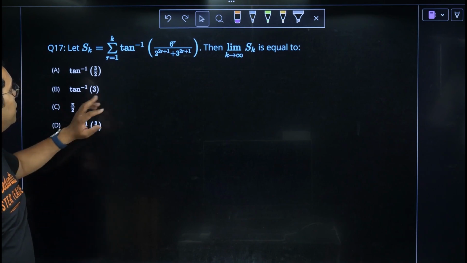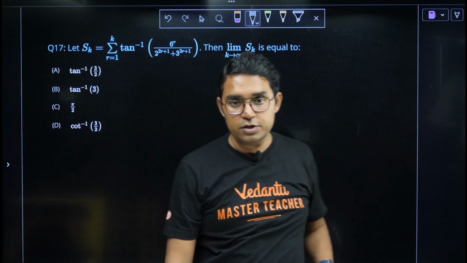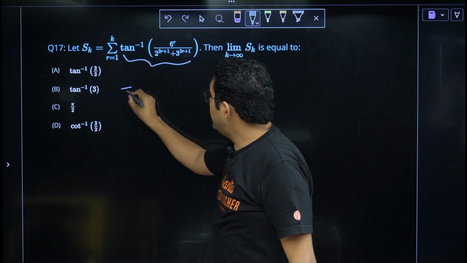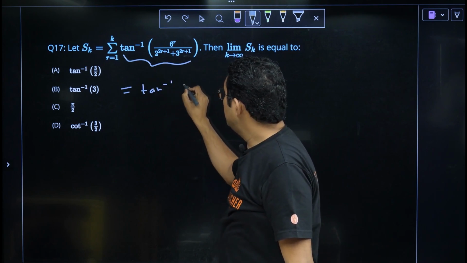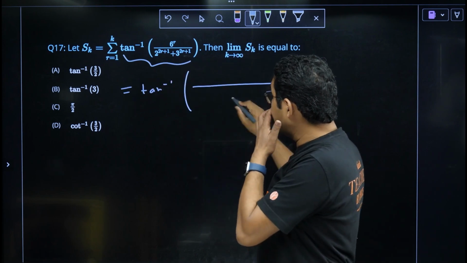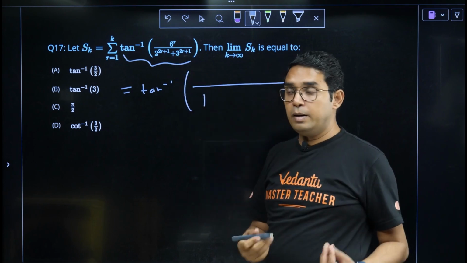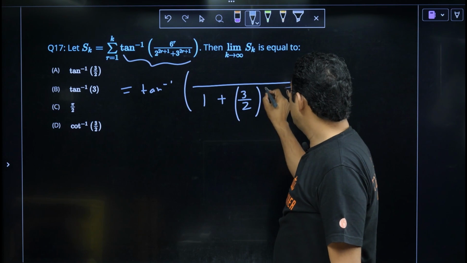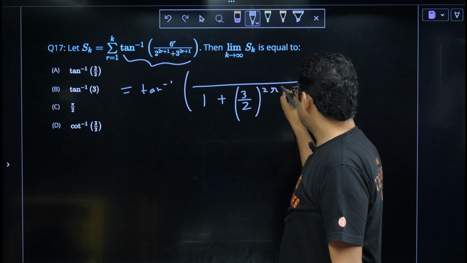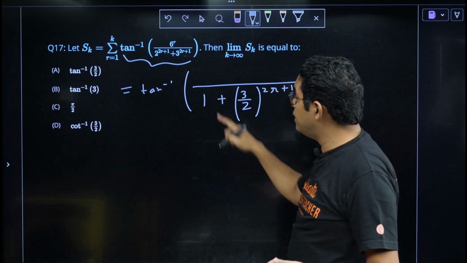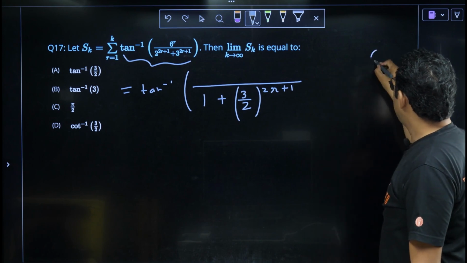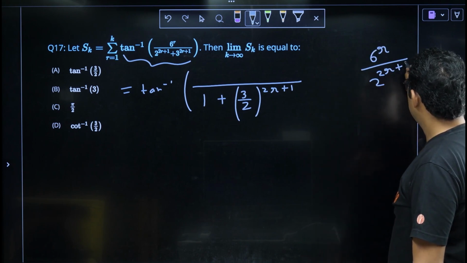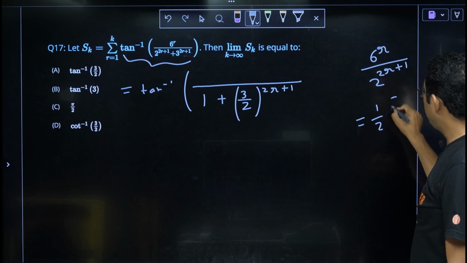Here we are given a summation of tan inverse. I think it is a very standard problem of inverse trigonometry. Please see the expression here: we can write it as tan inverse of, in the denominator I am dividing by 2 raised to the power 2r plus 1. So it will be 1 plus 3 upon 2 raised to the power 2r plus 1. Now please see, if I divide 6 power r also by 2 raised to the power 2r plus 1, what will it be? 1 by 2 I am keeping separate.